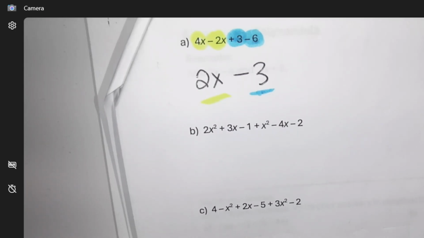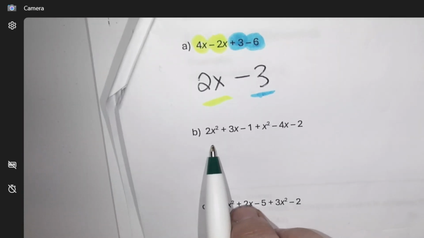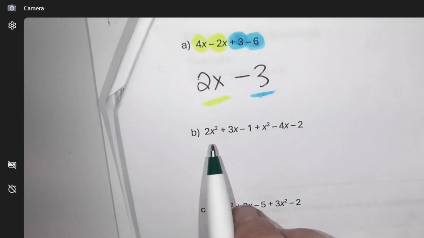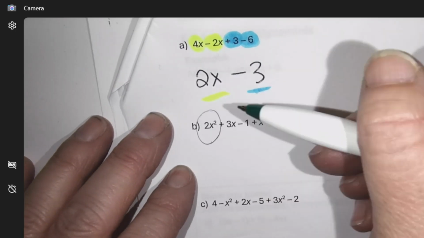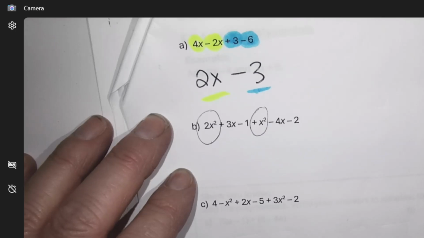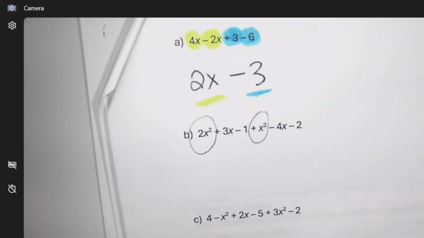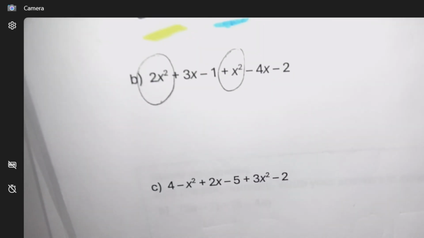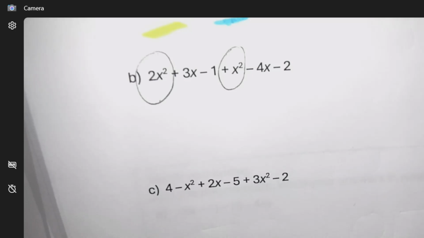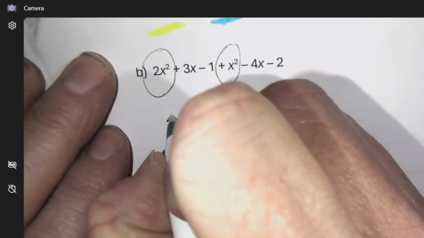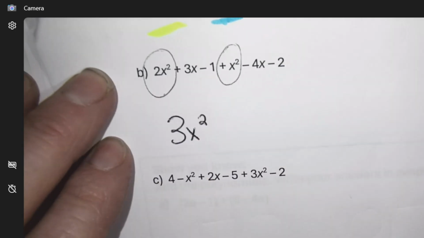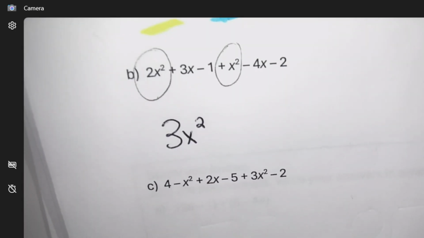Okay, here we go. Since you probably don't all have highlighters, I'm just going to use symbols. Okay, 2x squared. Is there any other x squared that you see? Okay, so those are like each other. So if you have 2x squared and then you add another x squared, you have 3x squared.